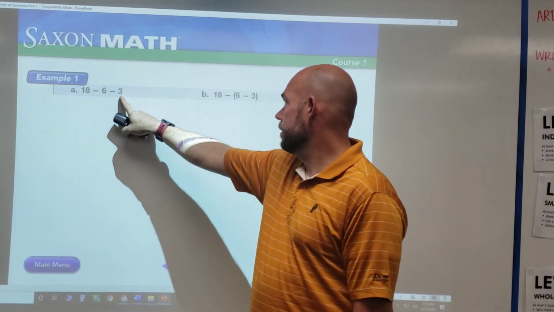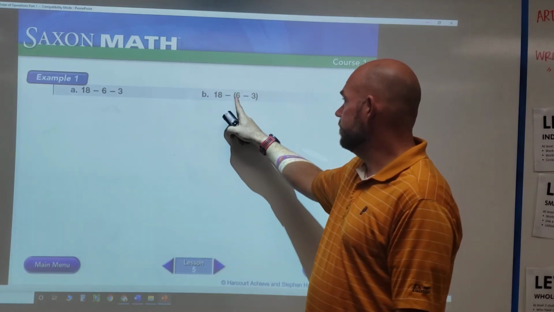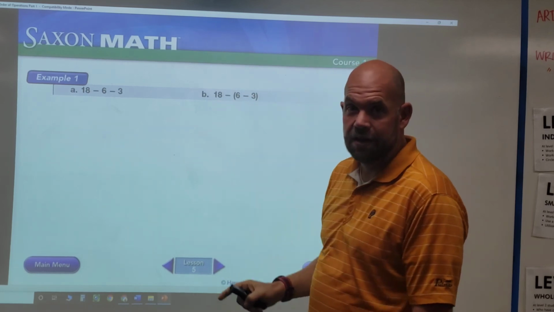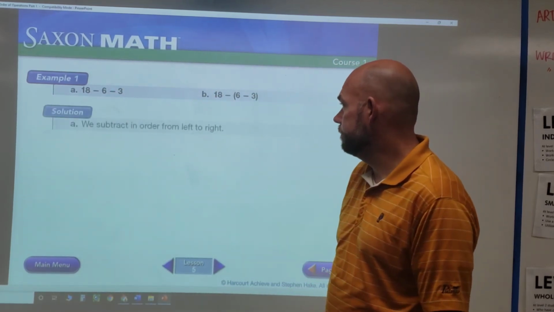12 minus 3 is 9. So 9 is the answer on A. But here we have to do the parentheses first. 6 minus 3 is 3. 18 minus 3 is 15. So the difference is this is 9, this is 15, just because of those parentheses.